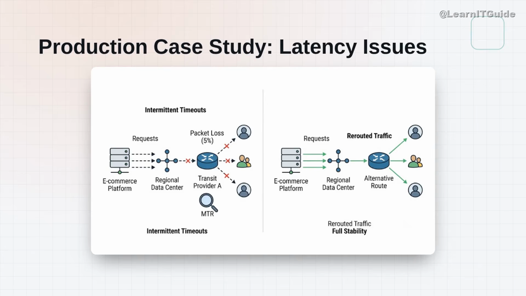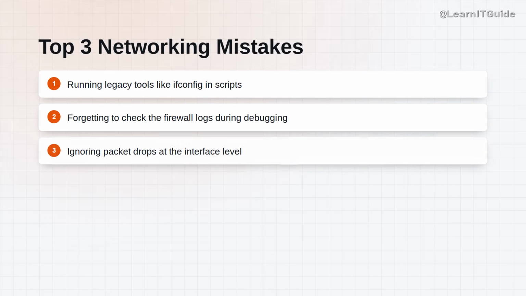Let me give you a real-world example. An e-commerce platform serving 10,000 requests per second saw intermittent timeouts. By using MTR, the team discovered a specific transit provider in one of their regional data centers was dropping 5% of packets. This was invisible to standard monitoring, but MTR caught it instantly, allowing them to reroute traffic and restore full stability.